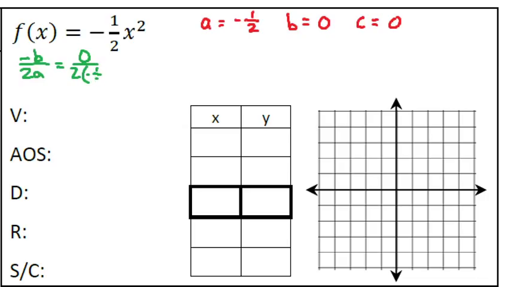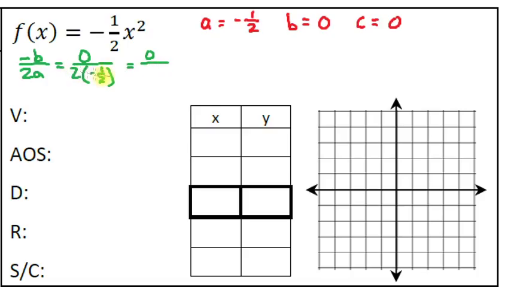I should write that a little bit neater. 2 times negative 1/2. All right, well, you should know already, class, mathematically, that 0 over anything is just 0. 0 divided by any number is equal to 0. We can keep on going here. We can just say this is 0 over 2 times negative 1/2.